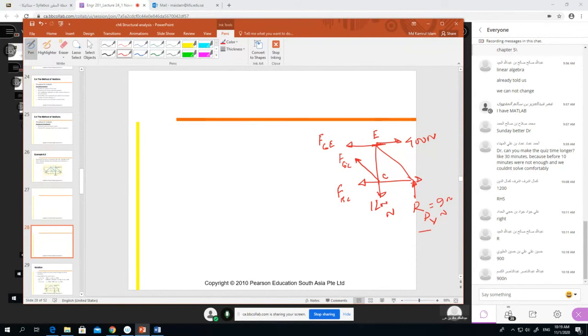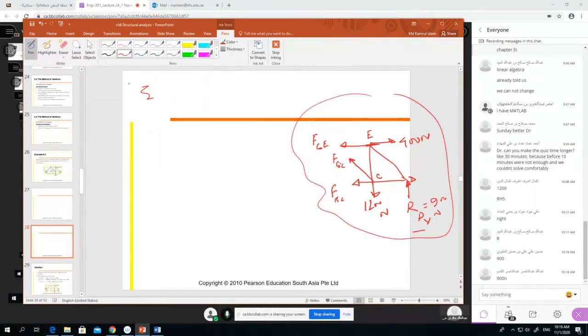If we got that, then we take the summation of vertical forces. Summation of vertical equals 0, with upward positive. Then what force do we have? Vertical force: 900, minus 1200. Then this horizontal force will not come. We have FGC, it will come.